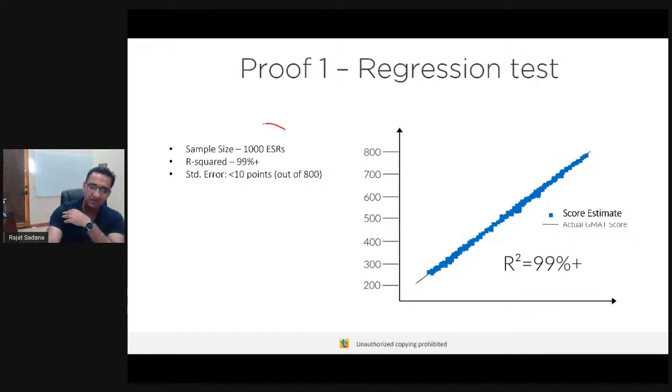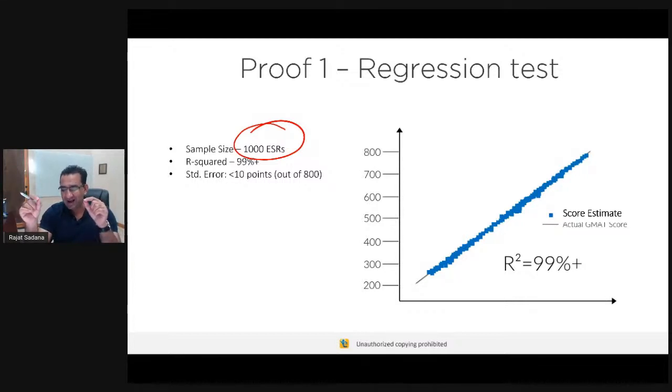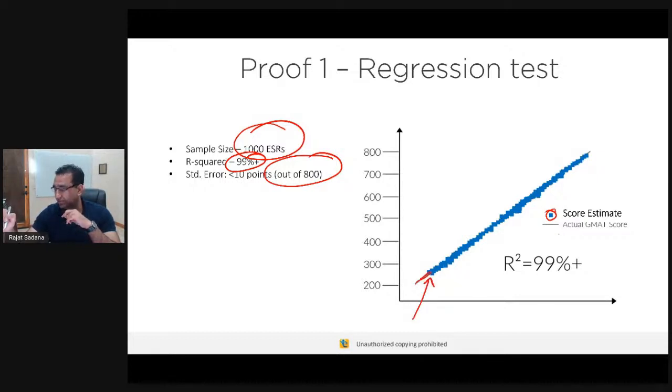So what we did was we took about 1,000 ESRs. We looked at those ability numbers. We did a regression plot. And what we found was that the ability scores account for your GMAT score with an R square, which is the quality of prediction, of up to 99%. And that standard error was about 10 points on a scale of 800. What you see over here with these blue dots is a score estimate, and this line over here is the actual GMAT score. That's how close this is.